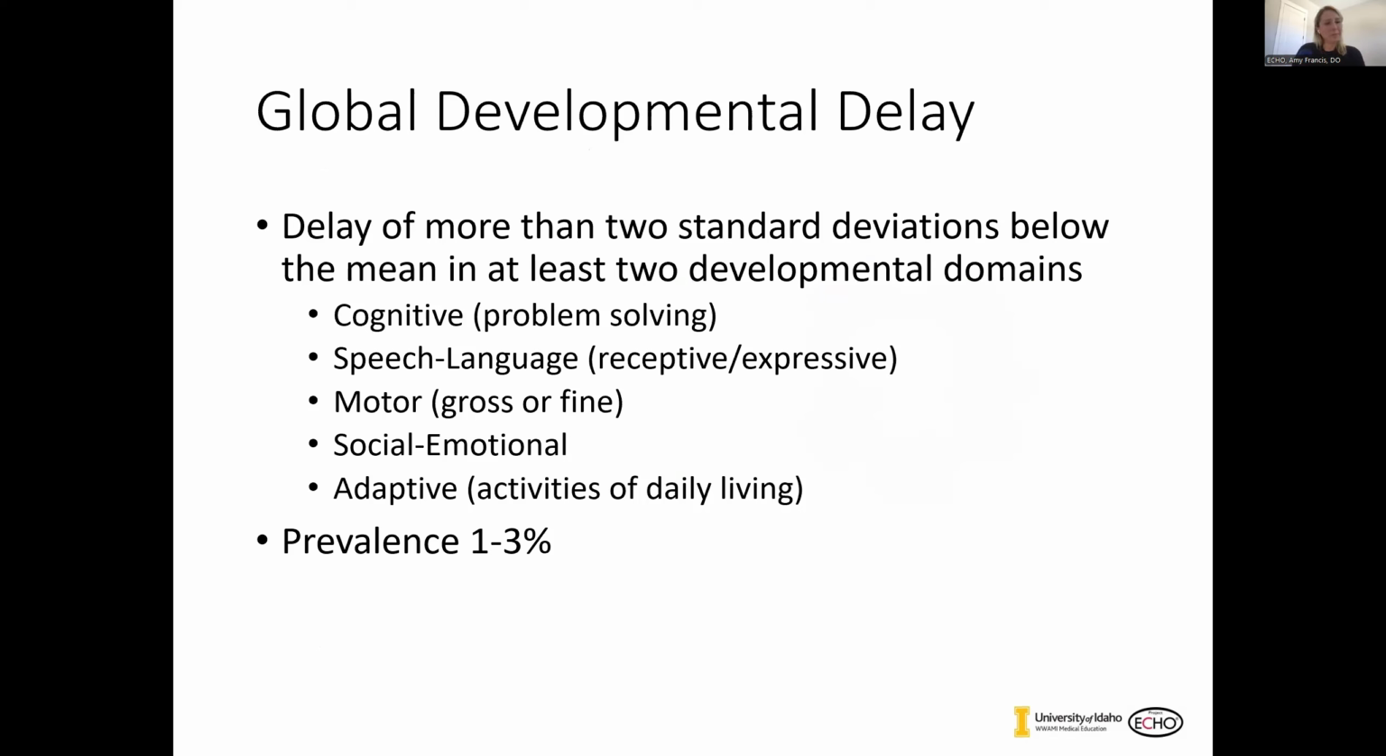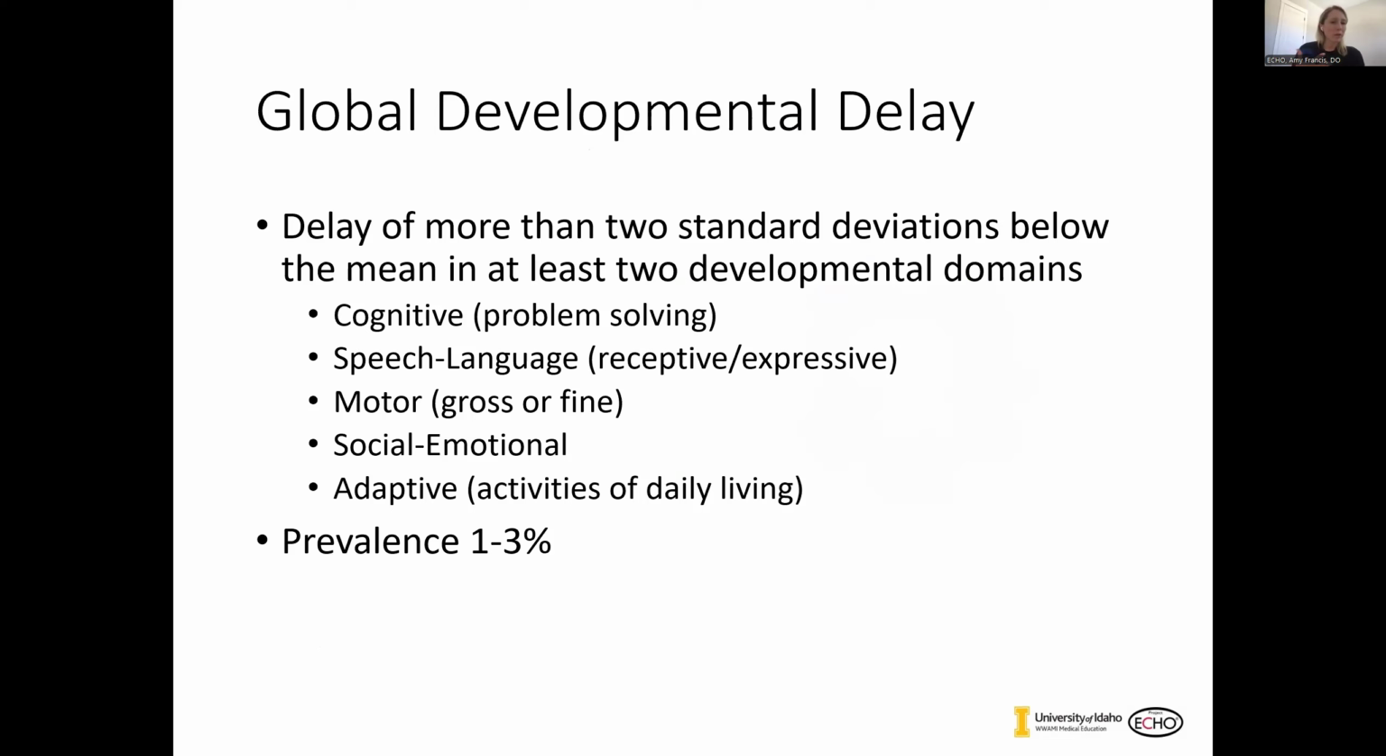Global developmental delay. So this is a diagnosis where children are delayed 2 standard deviations below the mean in at least 2 developmental domains. So one thing I didn't ask earlier about the case, and I just remembered it now, is ages and stages wasn't done. So I don't think the child had a multi-domain screening tool administered with this family.